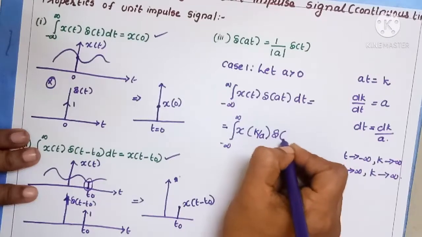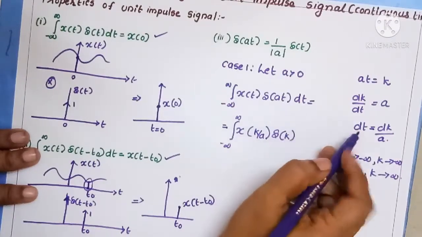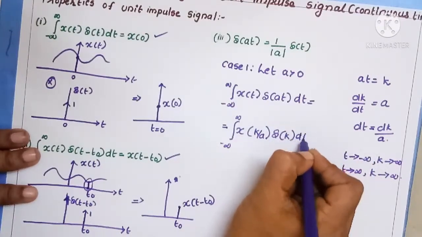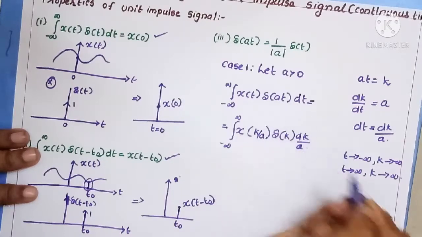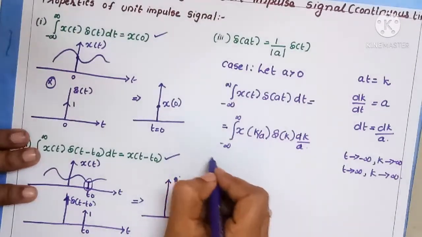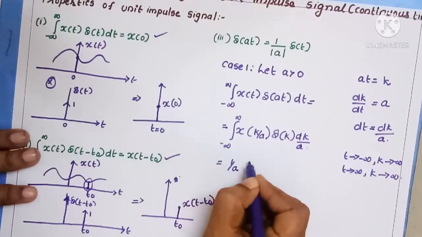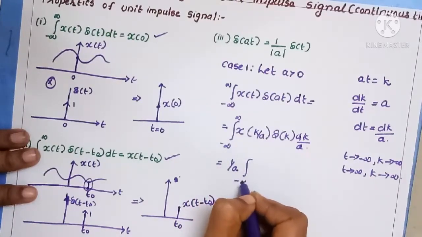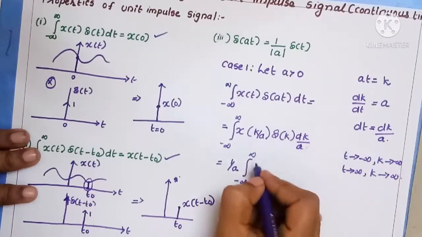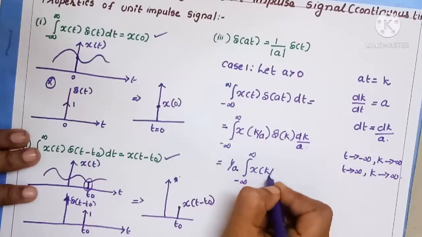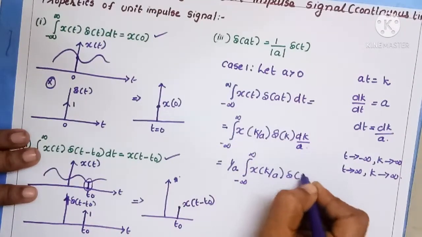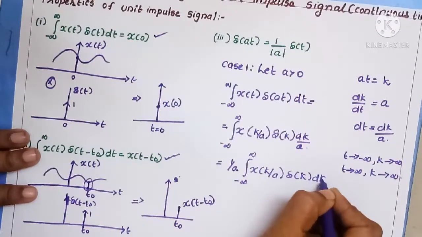Also del of at becomes del of k. Then what is the value of dt? dt equals dk by a. Also the integral equals 1 by a integral from minus infinity to infinity x of k by a del of k dk.